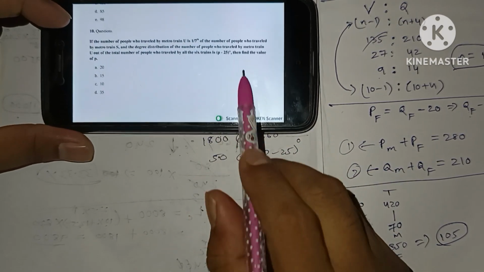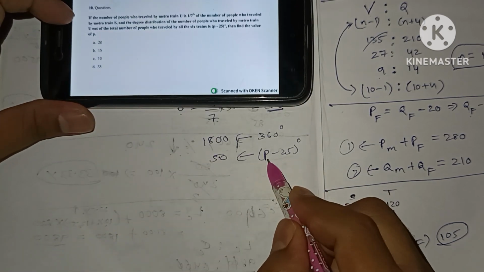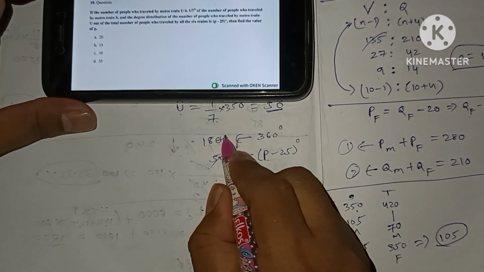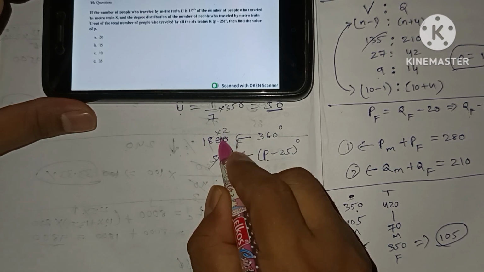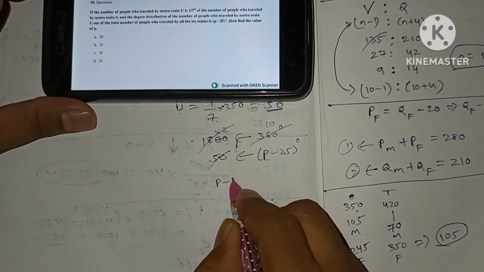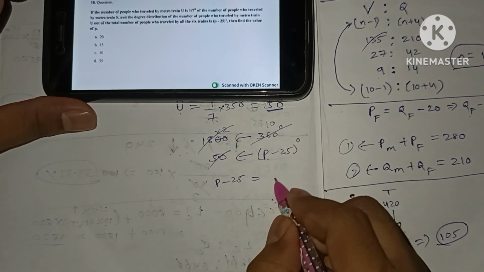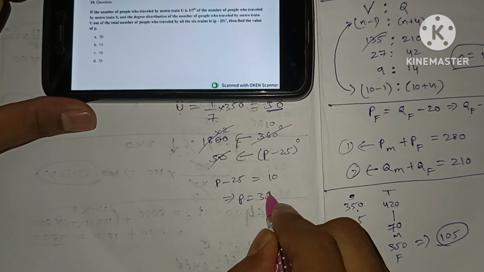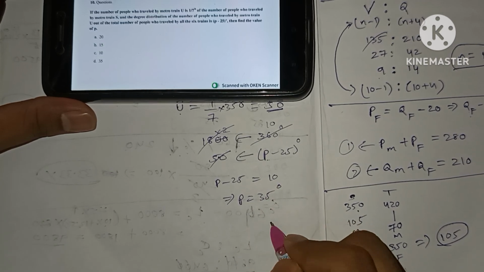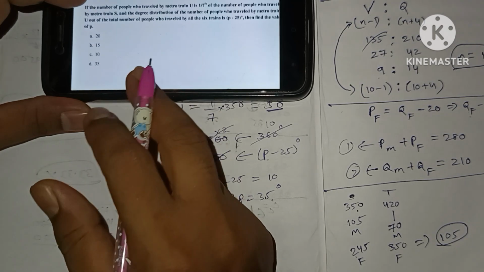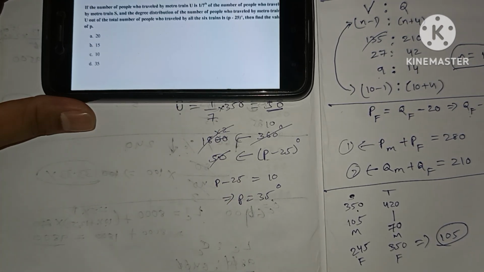Now the question asked is to find the value of P. We need to find the value of P here. Here it is 50 times 2, so 1800 divided by 360 is 5, so 50 divided by 5 is 10 degrees. So what we get is P minus 25 degrees is equal to 10 degrees. So P value is 35. So the answer we get is 35 degrees. Option D is our answer. Option D, 35 degrees, is our answer.